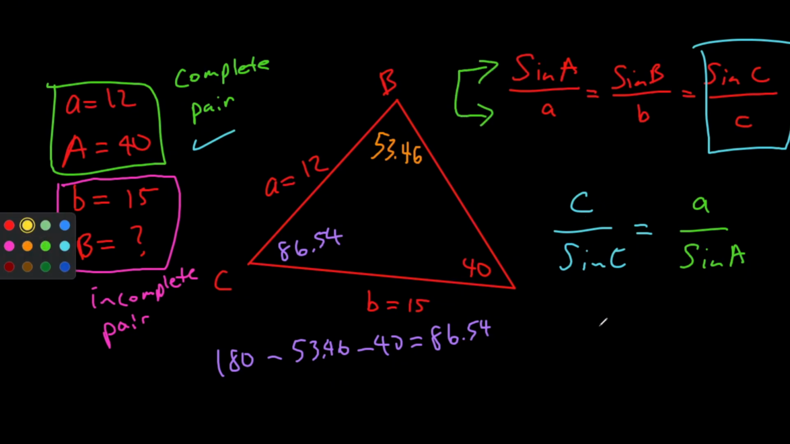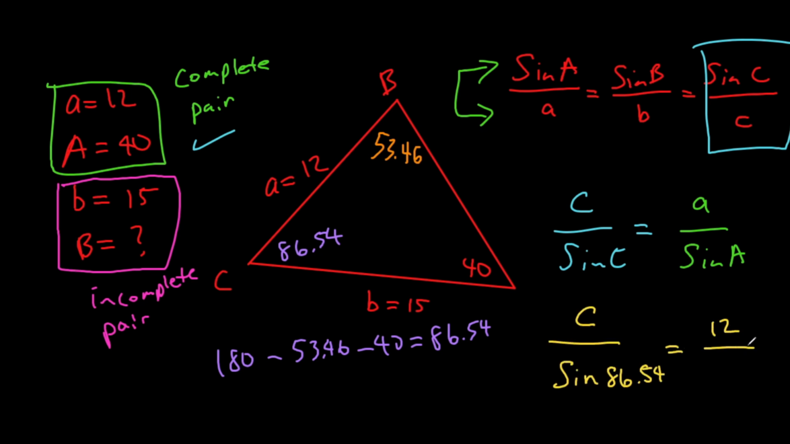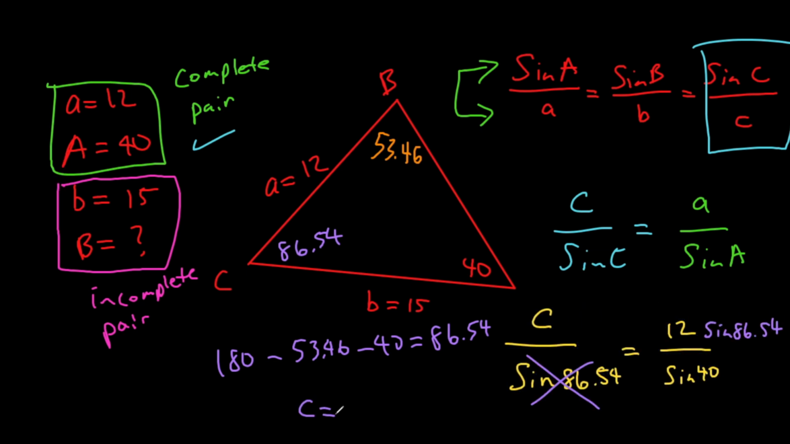Now we're going to plug everything in. And we want to get c on its own. So I'm going to multiply both sides by sine of 86.54. And then we can solve using our calculator. So we're going to do 12 times sine of 86.54 divided by sine of 40. And we get 18.63 for our side length there.